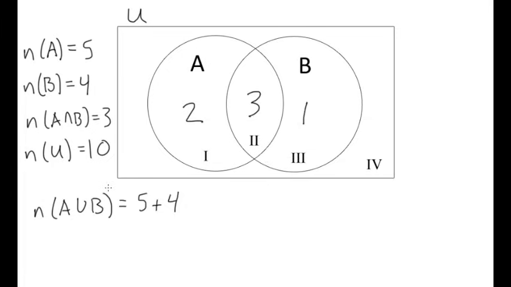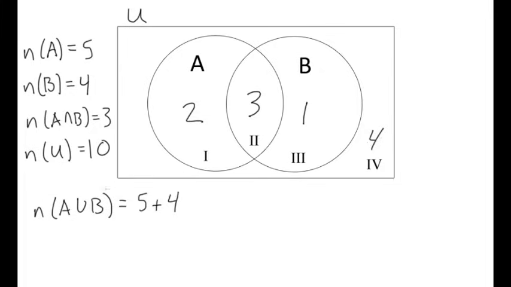Lastly, we know the universal is 10, so that should be all of our regions added together. So 2 plus 3 plus 1 plus something should give us 10. And so 2 plus 3 plus 1 is 6. So that leaves us with 4 for region 4.